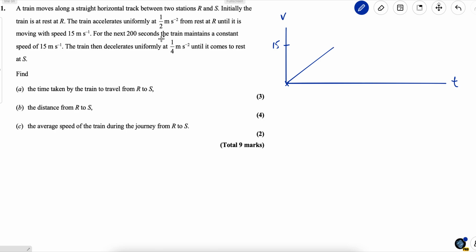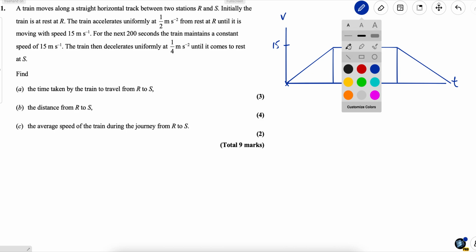For the next 200 seconds, the train maintains a constant speed of 15. So that will be going along here. And I'm just going to divide that up so we can mark those values on the time axis. The train then decelerates uniformly at 0.25 meter per second squared until it comes to rest at S. So this is going to be a slightly less steep gradient.